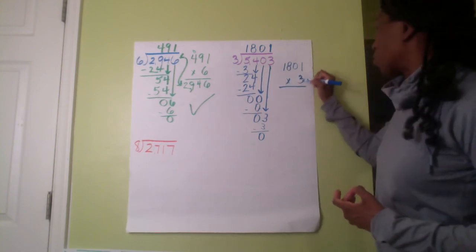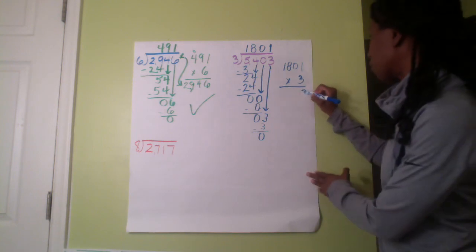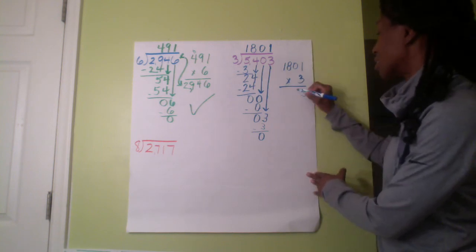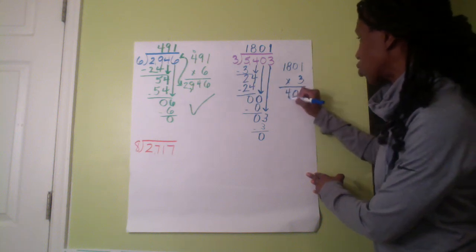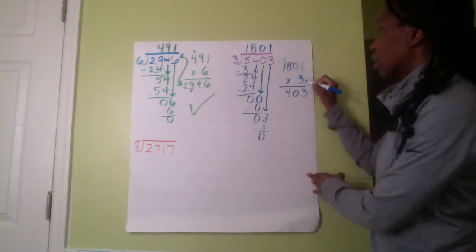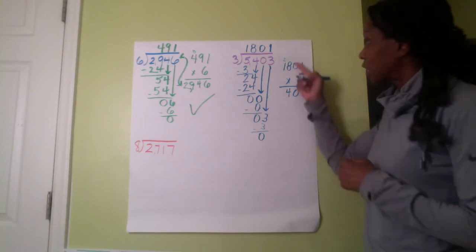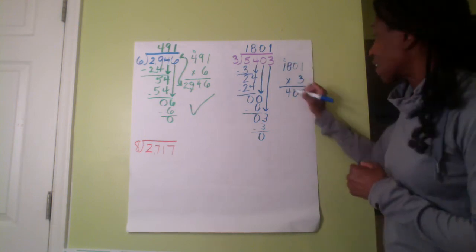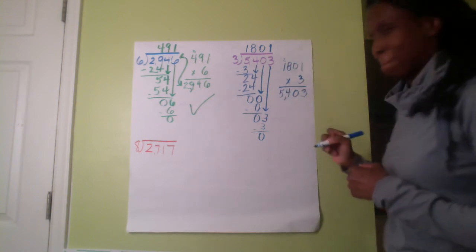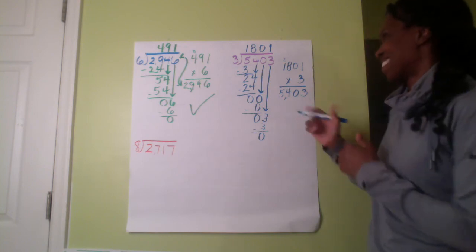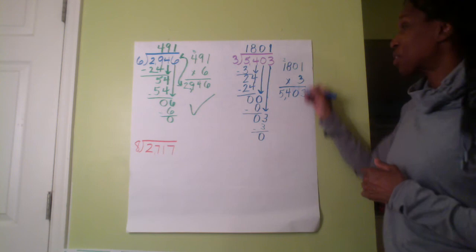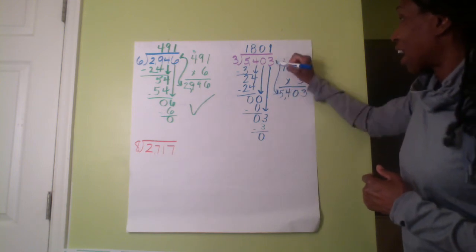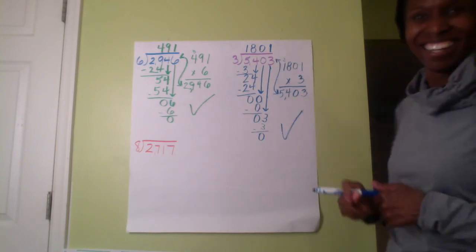All right, 3 times 1 is 3. 3 times 0 is 0. 3 times 8 is 24. I'll write my 2. Bring my other 2 up here. 3 times 1 is 3, but we have to add on 2. 3 plus 2 is 5. 5,403. And we nailed it.